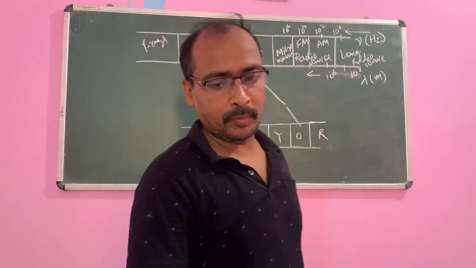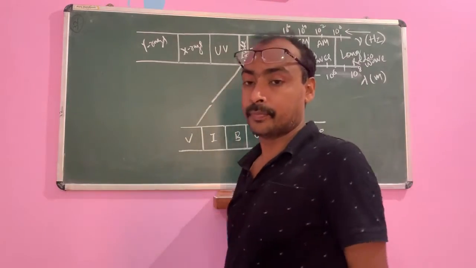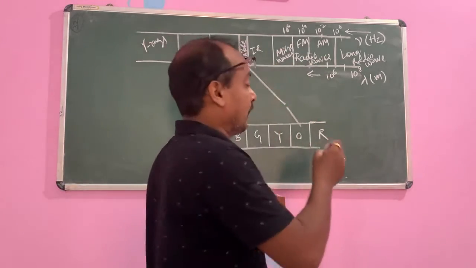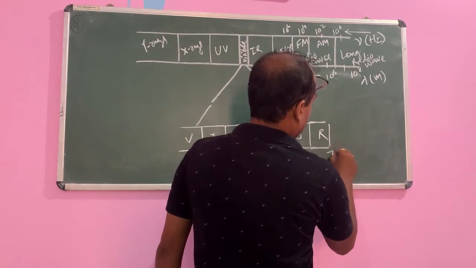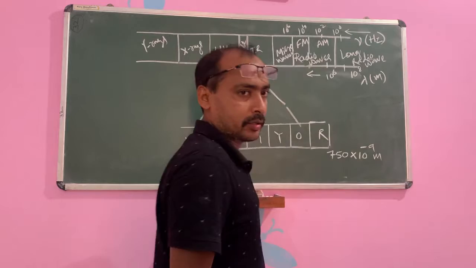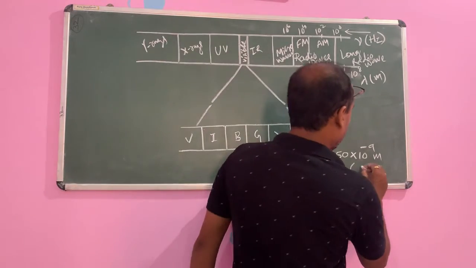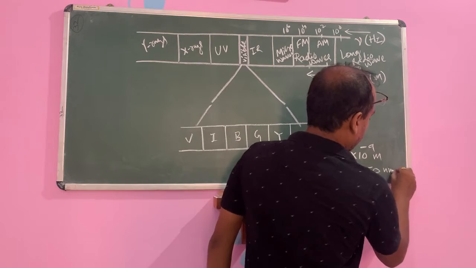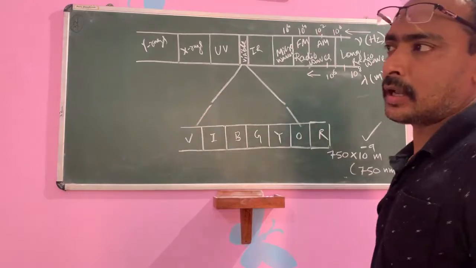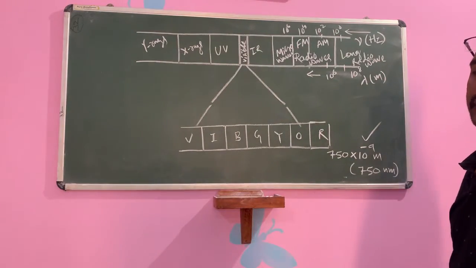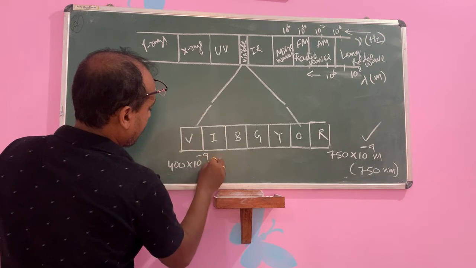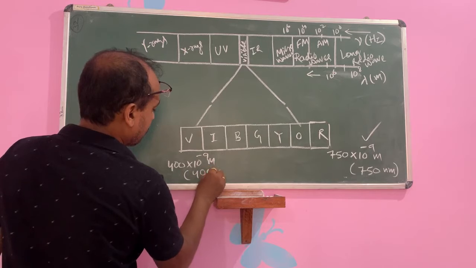That is 750 into 10 to the power minus 9 meter, starting from red. That is 750 nanometer, as given in your book, and 10 to the minus 9 meter is a nanometer. Then it ends at the last of the violet, which is 400 into 10 to the power minus 9 meter, that is 400 nanometer.